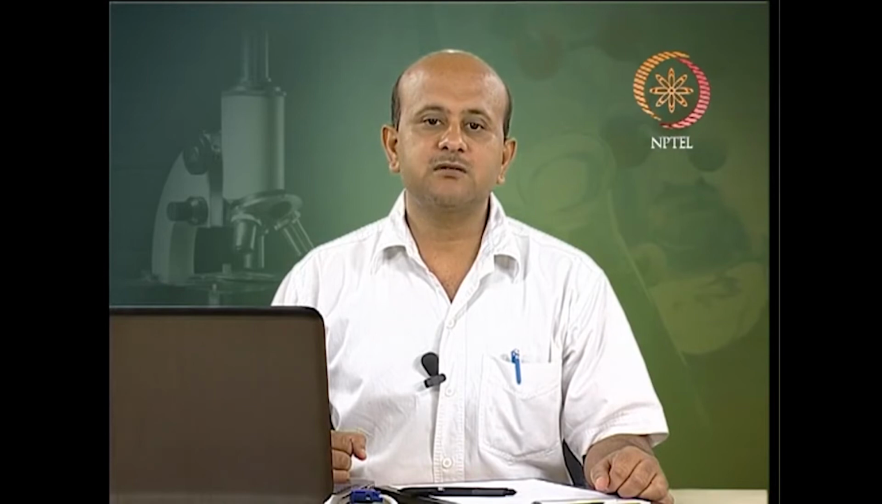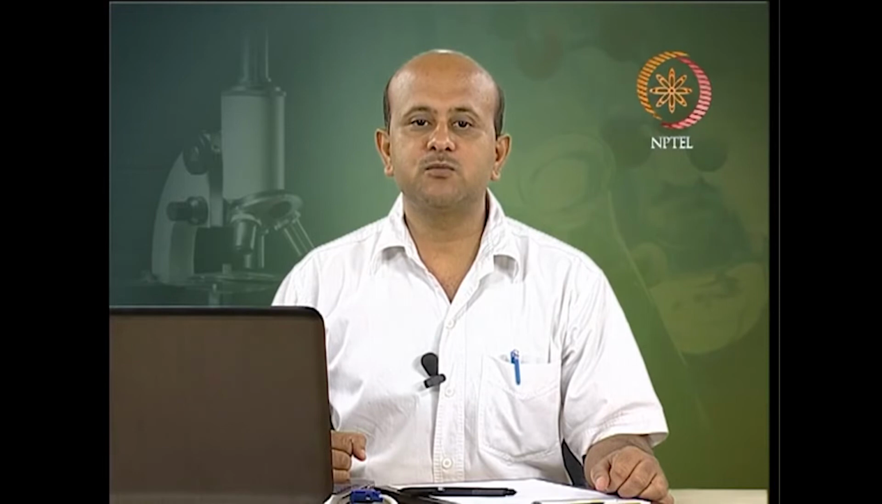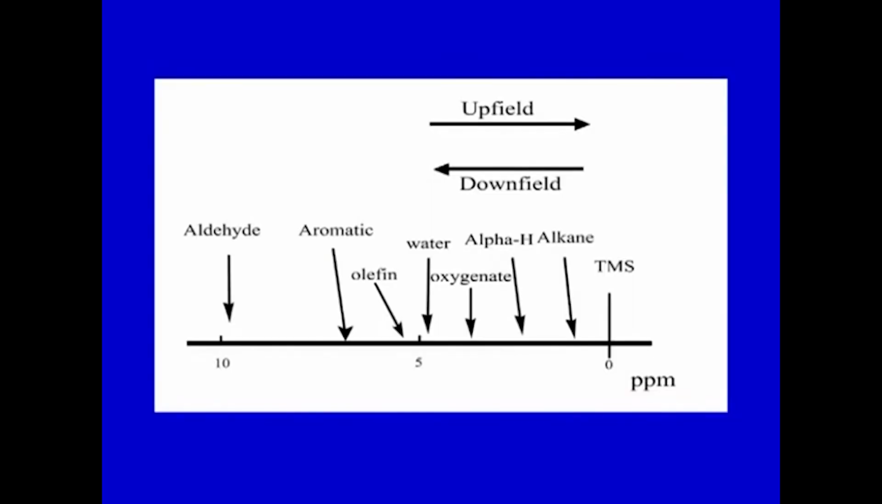Now, with the standardization and normalization in place, one can unequivocally say that all benzene protons will resonate at around 7.16 ppm, no matter what instrument is being used in the analysis. Here you have a downfield and an upfield, with TMS as the reference, and you have different positions which protons will possess in different kinds of molecules, as you can see: alkane, alpha H, water, aromatic, aldehyde. Depending on the chemical environment, these peaks will appear, and the scale is taken from 0 to 10 ppm here.